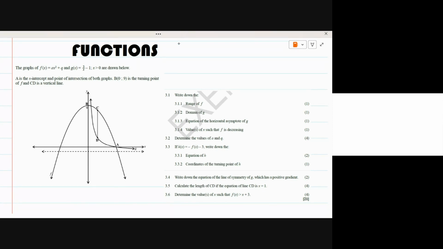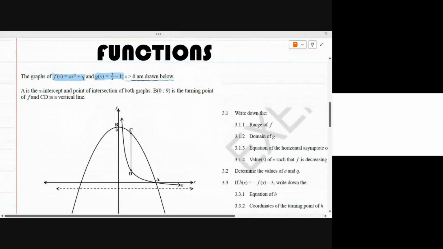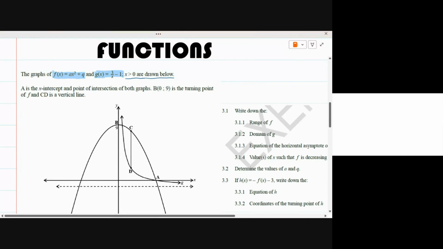All right, so first thing they say here is the graph of f of x is equal to ax squared plus q, and g of x is equal to 3 over x minus 1 has been given over here. And then it tells us that x is greater than 0, where x is greater than 0 are drawn below. All right, so first thing we need to do, I will zoom, there we go. Okay, first thing we need to do is we need to identify which two functions we've been given.